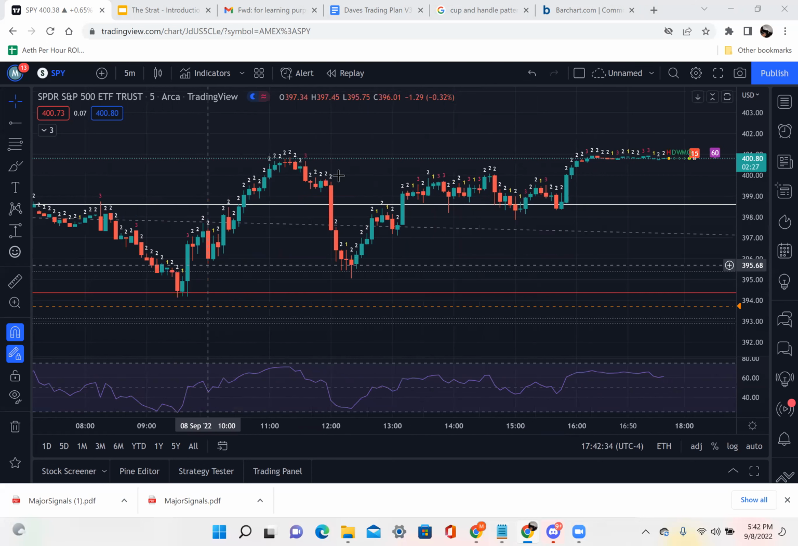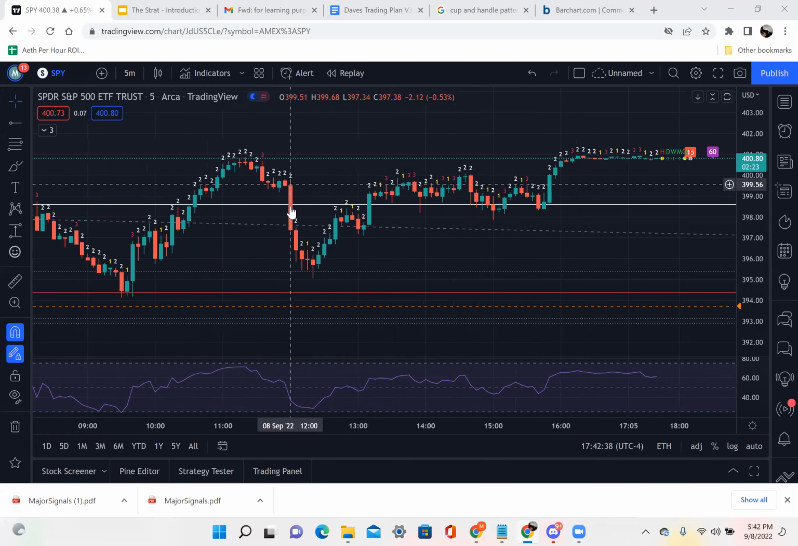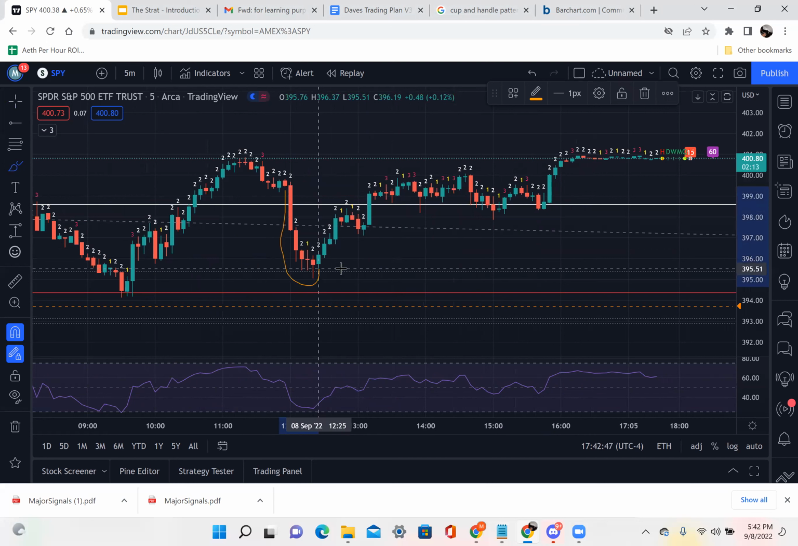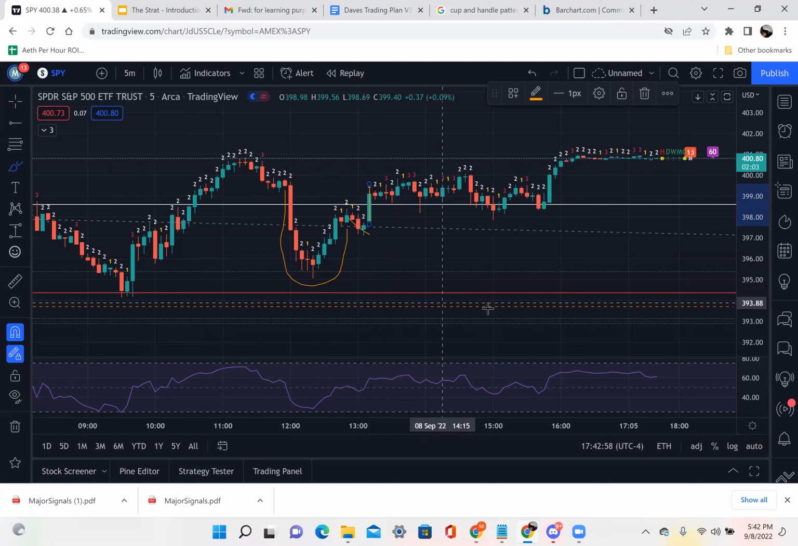Yes, this is a perfect cup and handle. A beautiful one, actually. Let me draw it out so you guys can see how I would look at them. Cup. And this will be your handle right there. And that's your blast off. That's why I said bull flag on your handle, right?